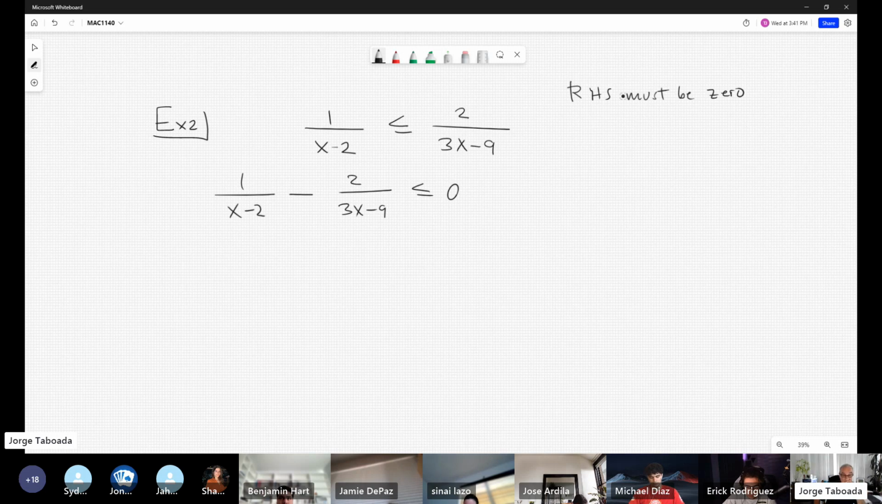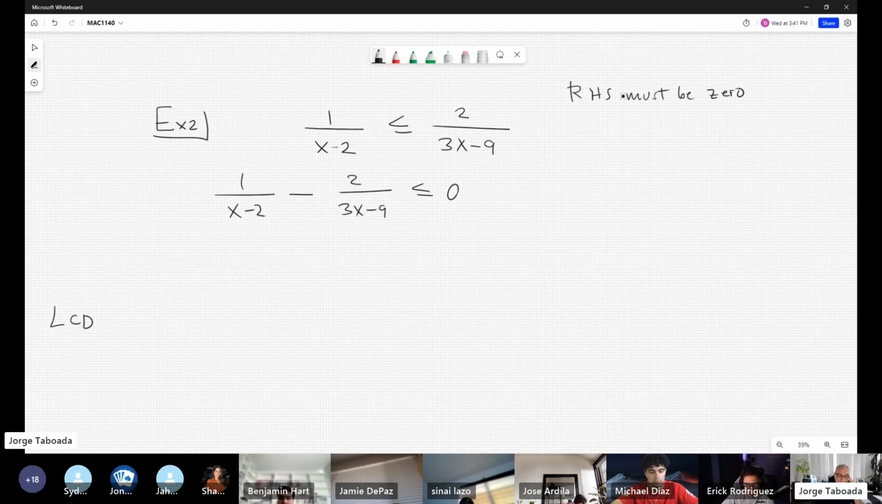What is the next step? Well, I try now to condense these two fractions. At this moment, they are separate, and I want only one compact fraction. For doing this job, first of all, I need to find the least common denominator.